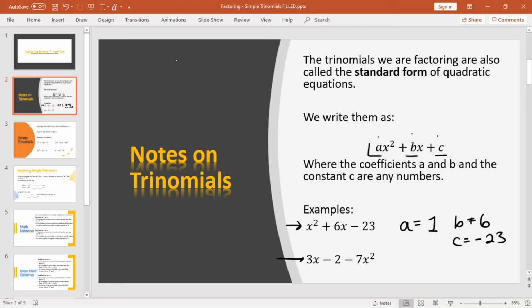If your trinomial is not in descending order, that doesn't change anything. A still goes with the x squared. So in this case, a is negative 7. B goes with x always. B is 3. And c is negative 2.